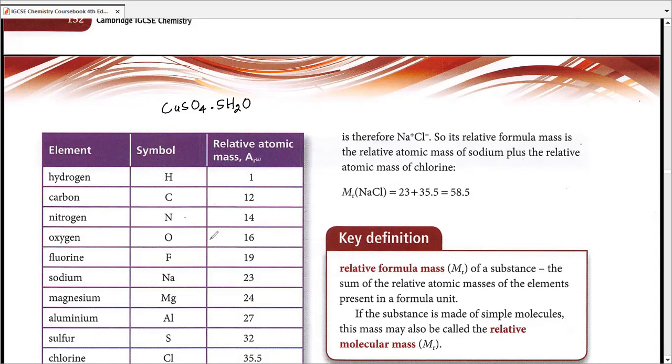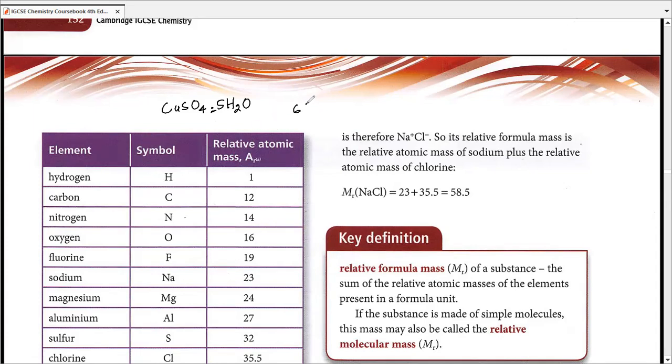First, we're going to solve the copper sulfate. Very good. What does this dot mean in calculation? Multiplication. In normal mathematics, yeah, it does mean multiplication, but here, when we're calculating the relative formula mass, it is addition.